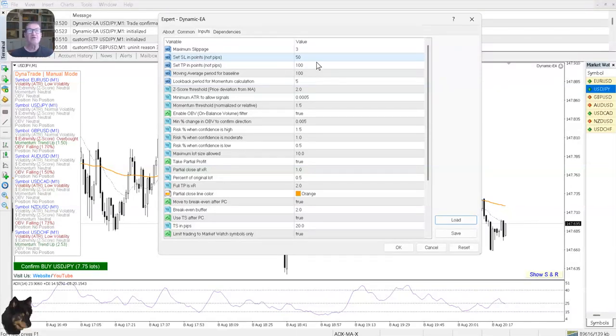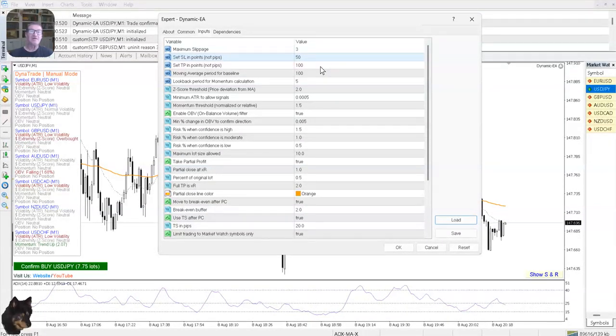Moving right along, this is very simple and self-explanatory: what level you want to set your stop loss at. Take profit, same concept: what level you want to set your take profit at. I usually go for a ratio of 2-to-1, but the choice is yours.